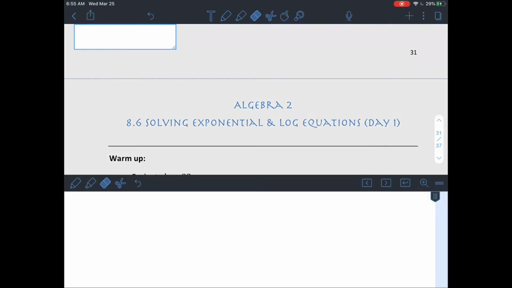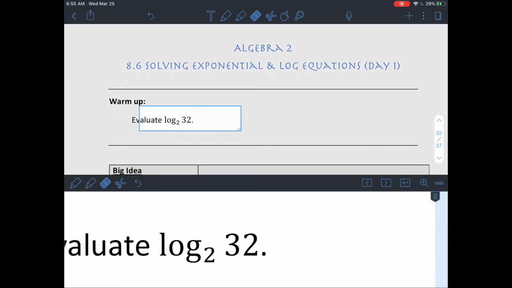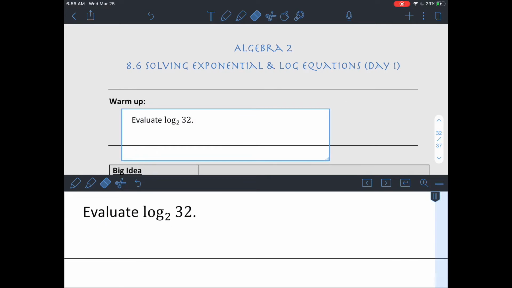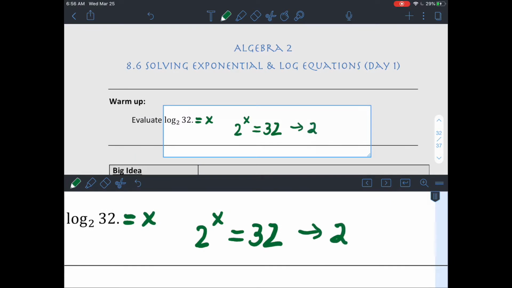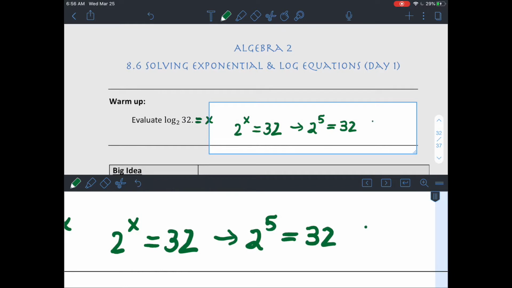We're going to do some equation solving today, but first a quick little reminder. A logarithm is just the power that you raise your base to get the value that's inside. So we're thinking about 2 to what power gets you 32. If you try a few things, you'd end up with 2 to the 5th power gets you 32, so our logarithm is just equal to 5.